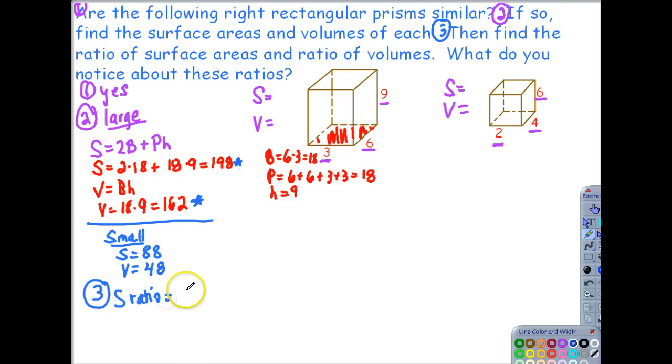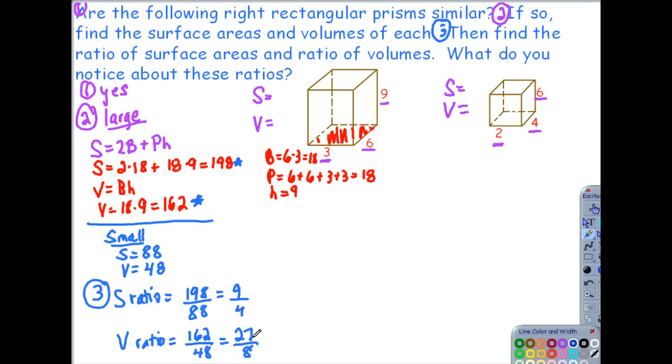So we would do 198 to what would be the smaller one? Our 88. And if I simplify that down, that becomes 9/4. All right. And for the volume ratio, we're comparing what to what? Our volume of our large one, which we got 162, over our small one at 48. And that simplifies to 27/8.